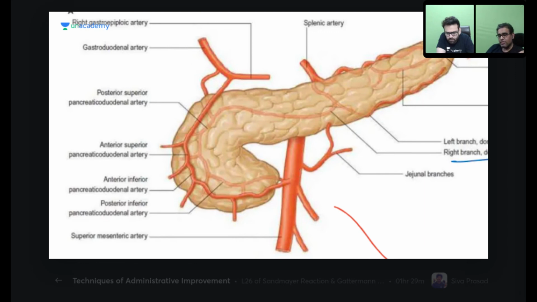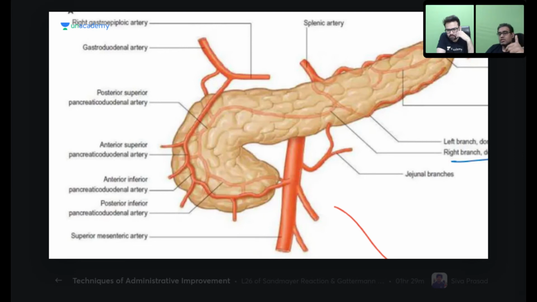Now this gastroduodenal artery, will it run in front of the duodenum or behind the duodenum? Because here the duodenum is not shown. Who will tell this artery? Will it go in front of the duodenum or behind the duodenum? Behind, are you sure? Sure, behind. Okay, going behind. Very good.